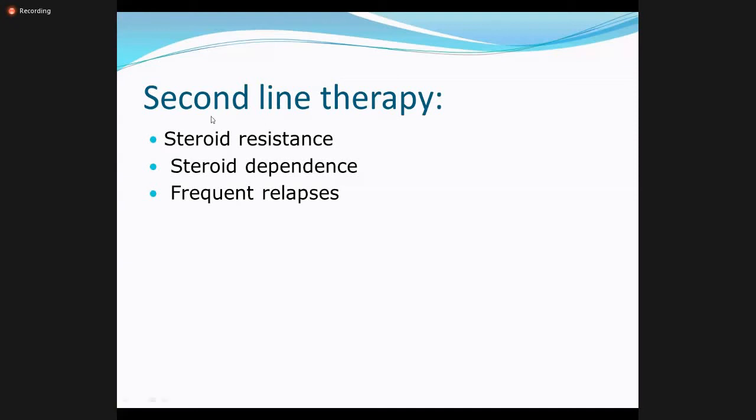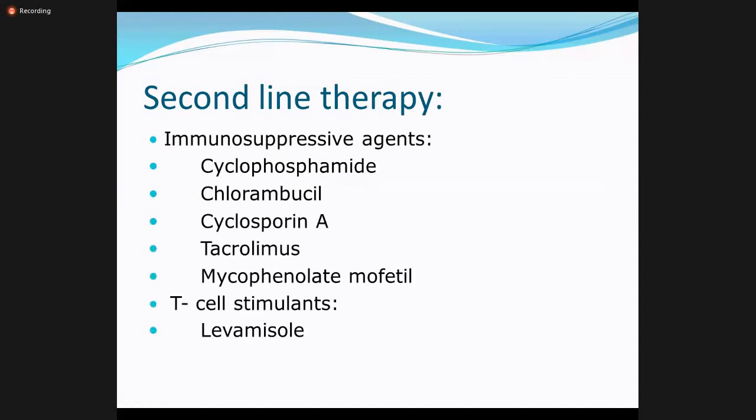Second line therapy is needed if the child does not respond to steroids, that is, when the child is steroid resistant, or there is steroid dependency, or in case of frequent relapses. And what are the second line drugs? These are basically the immunosuppressive agents, including cyclophosphamide, cyclosporin, tacrolimus, and mycophenolate. And T cell stimulant levamisole also has a good role.